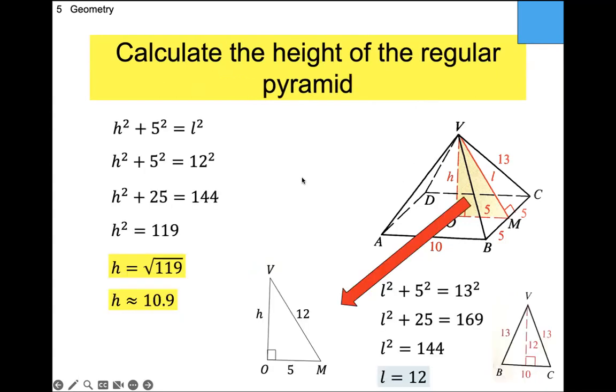I gave you two answers there. So the square root of 119 is the exact answer. If we plug that into our calculator, that's about 10.9. I'm rounding to the nearest tenth. Read the instructions for homework, and it will tell you what you need to do, whether it's exact answer or they'll say round to a decimal.